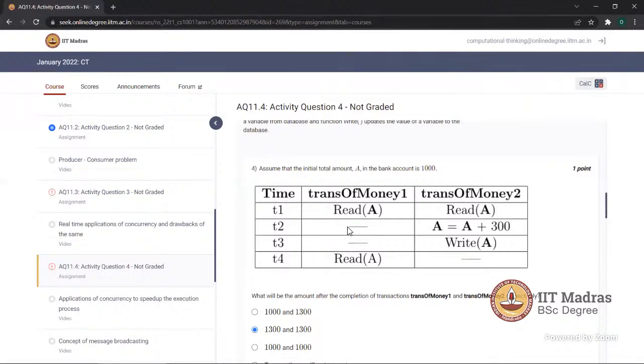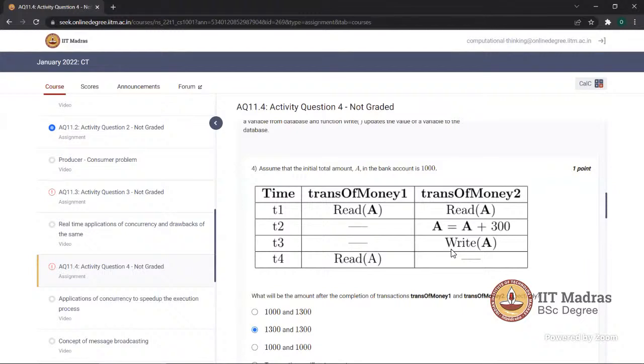At T2, I am doing A is equal to A plus 500 in transaction 1. In transaction 1, replace this blank at T2 with A is equal to A minus 500. And at T3, I will do write A. T4 is not there. So simply at T1 on both sides I read. For T2, on one side I deducted 500, on the other side I added 300. And for T3, I did write A.